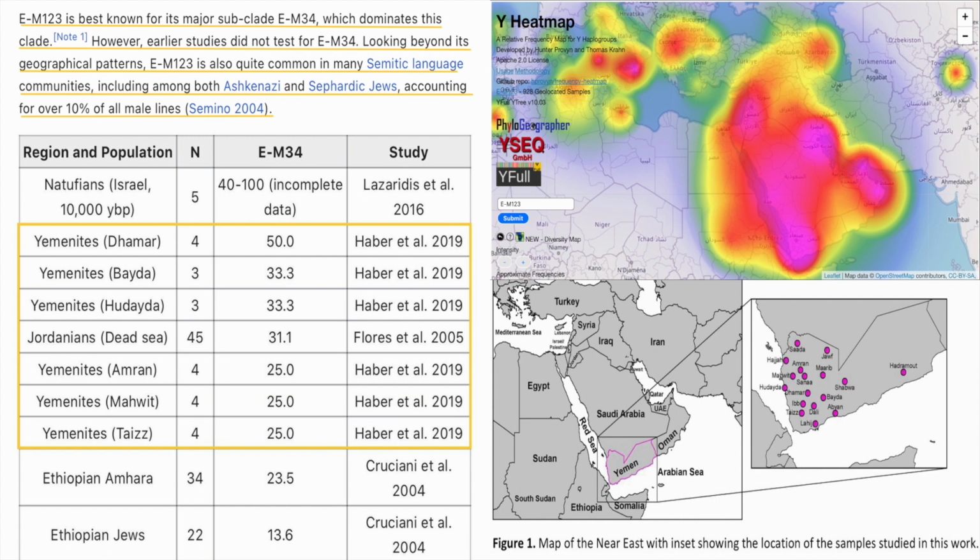E-M123 is best known for its major subclade E-M34, which dominates this clade. However, earlier studies did not test for E-M34. Looking beyond its geographical patterns, E-M123 is also quite common in many Semitic-speaking communities, including among Ashkenazi and Sephardic Jews, accounting for over 10% of all male lines. But more importantly, looking at the chart and the map, we see that Yemenites can carry up to 25% to 50% of haplogroup E, specifically E-M123, within E-M34.